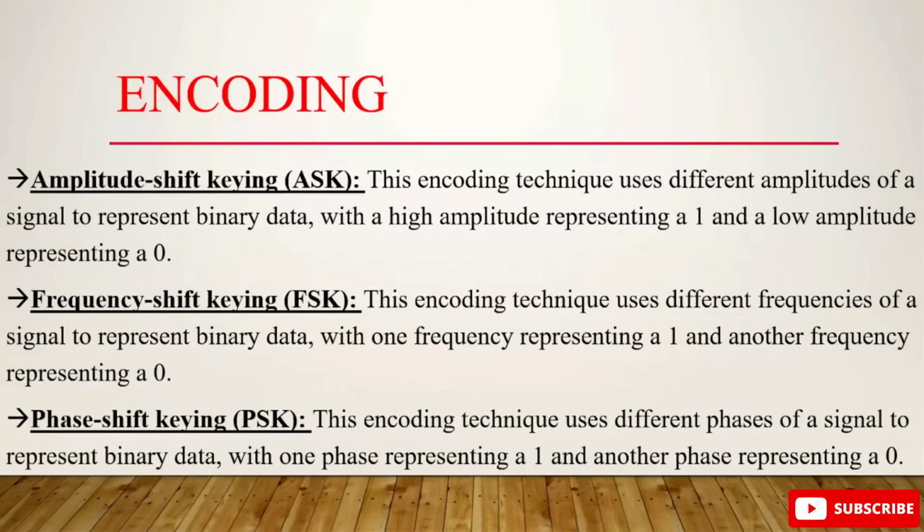Amplitude shift keying. This encoding technique uses different amplitudes of a signal to represent binary data, with a high amplitude representing a 1 and a low amplitude representing a 0. Frequency shift keying. This encoding technique uses different frequencies of a signal to represent binary data, with one frequency representing a 1 and another frequency representing a 0. Phase shift keying. This encoding technique uses different phases of a signal to represent binary data, with one phase representing a 1 and another phase representing a 0.